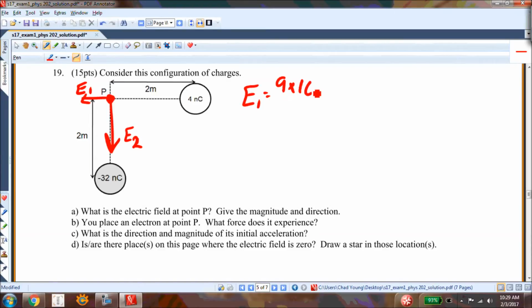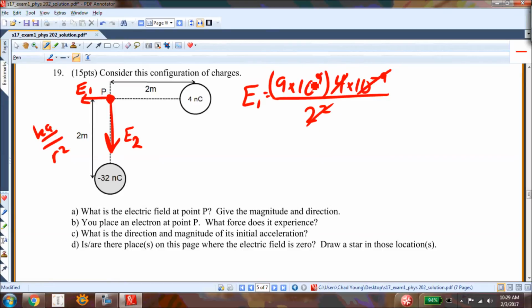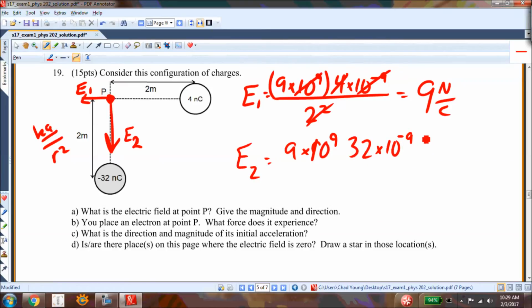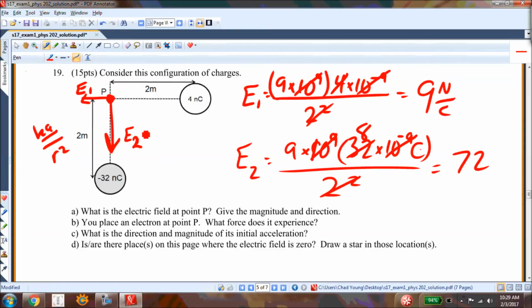E1 is 9 times 10 to the 9th. I'm doing KQ over r squared. 9 times 10 to the 9th, Q is 4 times 10 to the minus 9, divided by 2 squared. That cancels with that, and that cancels with that, and I'm left with 9 newtons per coulomb or 9 volts per meter. And then in a similar way, notice I'm not putting a negative here. That cancels and leaves me 8, and those cancel, and that gives me 72. So I have 72 newtons per coulomb, and I have 9 newtons per coulomb here.